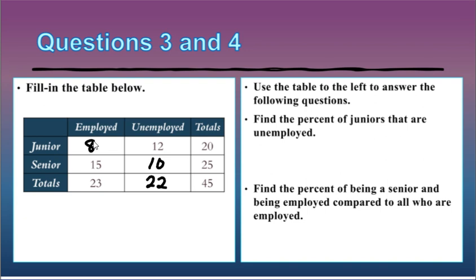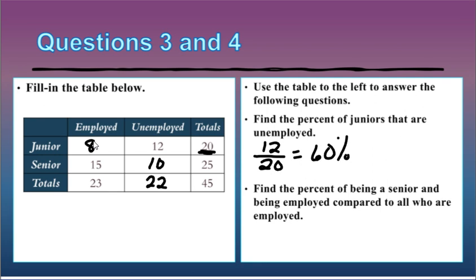Question 4, use the table to the left to answer the following questions. It says find the percent of juniors that are unemployed. So the unemployed juniors are 12. Out of how many juniors? There are 20 juniors, so I'm going to divide this by 20. And when I do that, I get 12 divided by 20 times 100. That will give me 60%. So 60% of the juniors are unemployed.